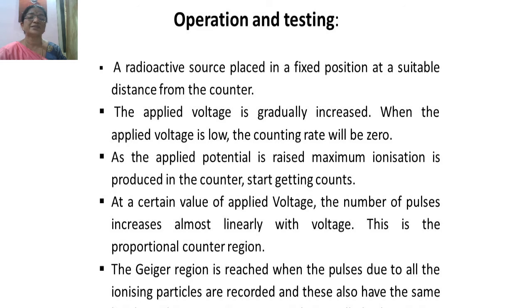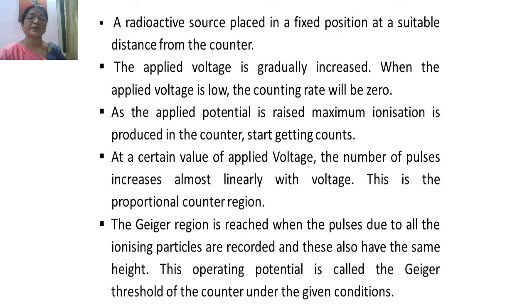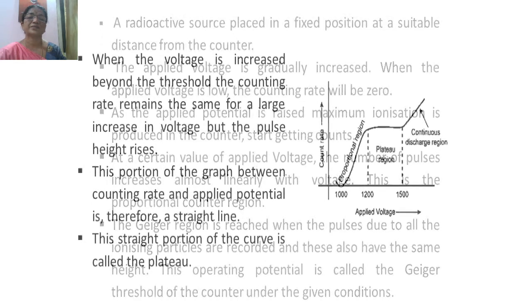As the applied potential is raised, maximum ionization is produced in the counter and we start getting the counts. At a certain value of applied voltage, the number of pulses increases almost linearly with the voltage. This is the proportional counter region. Next, the Geiger region is reached when the pulses due to all the ionizing particles are recorded and these also have the same height. This operating potential is called the Geiger threshold of the counter under the given conditions.